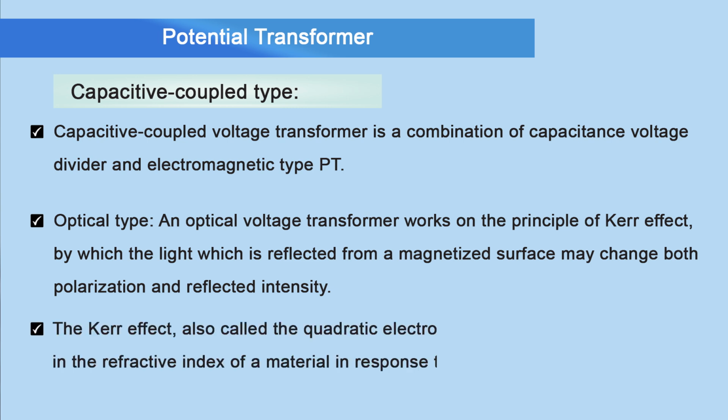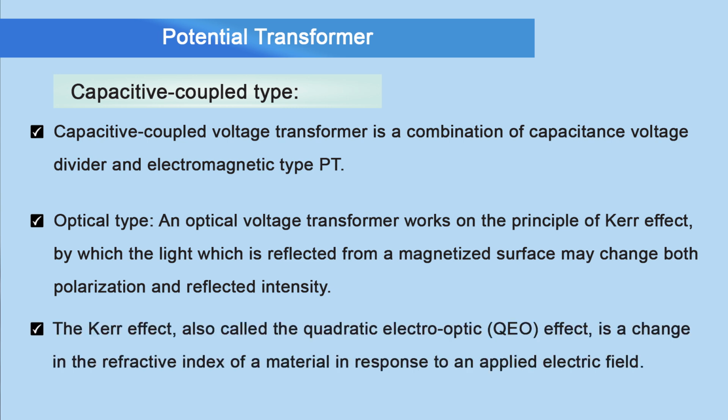So what is this Kerr effect? It is also called the quadratic electro-optic (QEO) effect. It is a change in the refractive index of a material in response to an applied electric field. So these are the basic three types of potential transformers which exist for our practical applications.